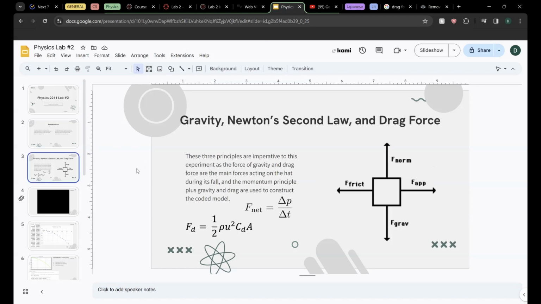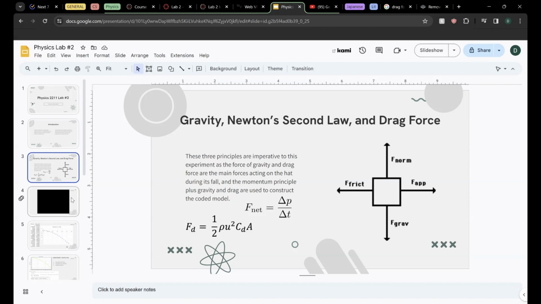Gravity, Newton's second law, and drag force. These three principles are imperative to this experiment, as the force of gravity and drag force are the main forces acting on the hat during its fall. And the momentum principle plus gravity and drag are used to construct the coded model. And these are the two formulas. This is the momentum principle, and then this is drag force.